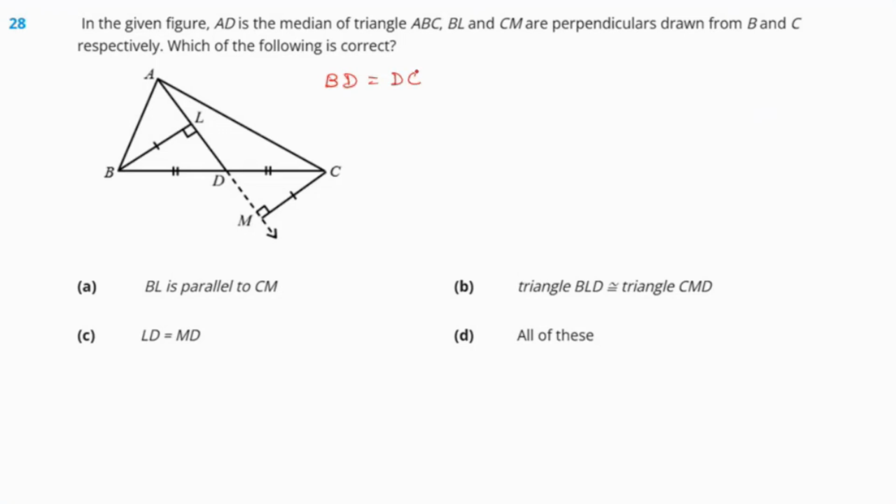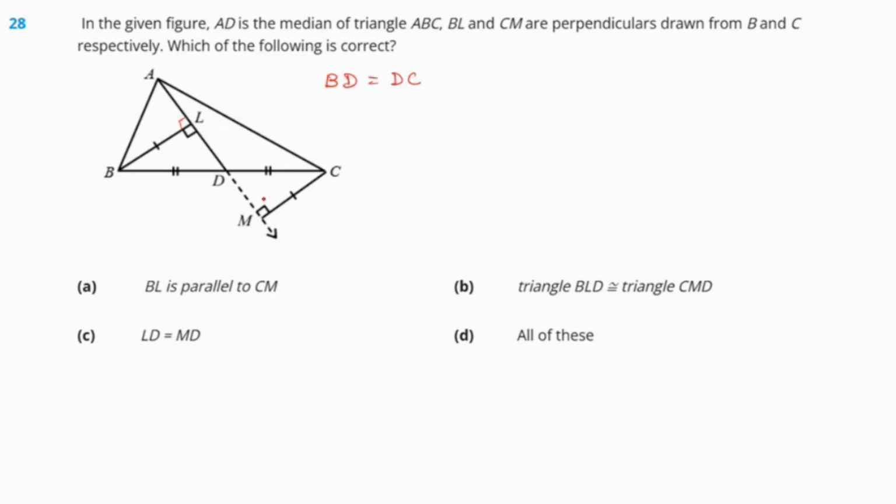Okay, now after that, the next it is saying that BL and CM are perpendiculars. This BL and this CM need to be the perpendiculars drawn from B and C. So this and this angle need to be what? 90 degree only. So which of the following statements is correct? That BL is parallel to CM as well.